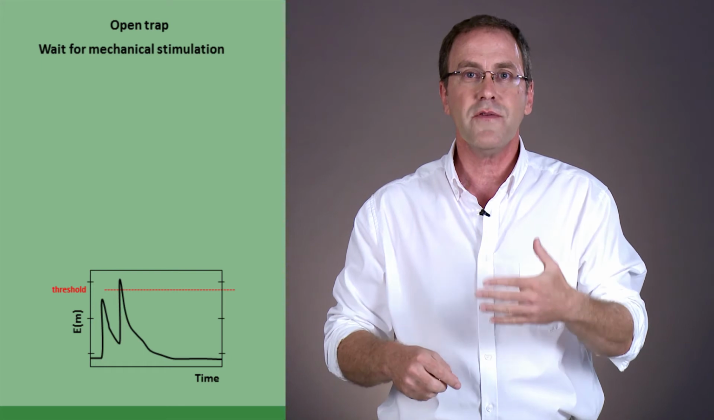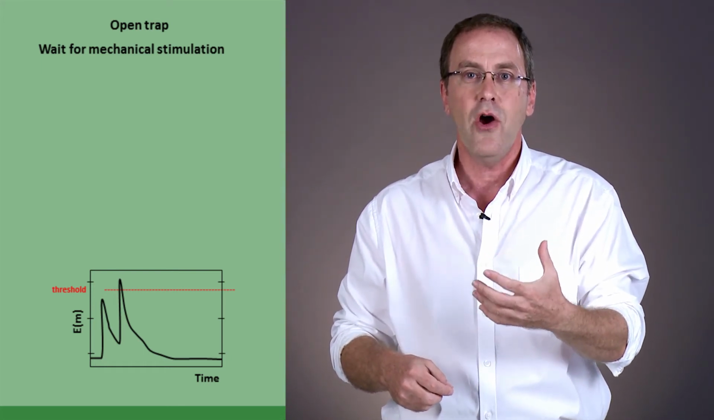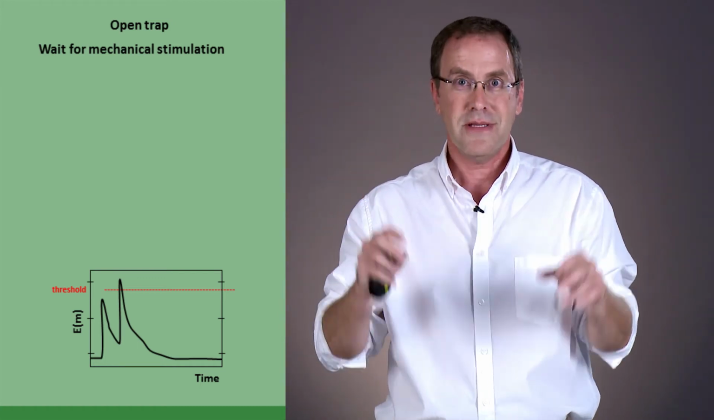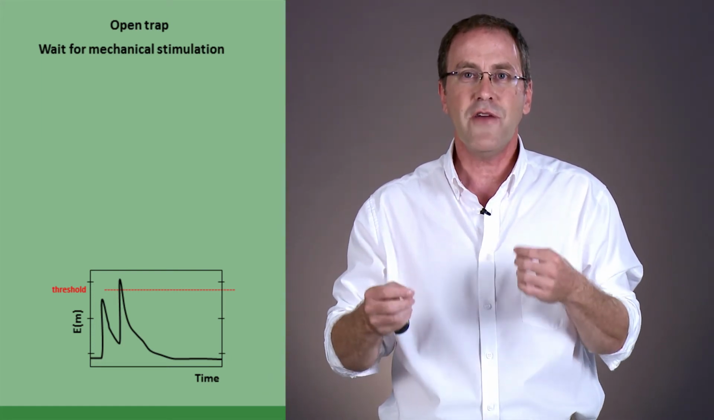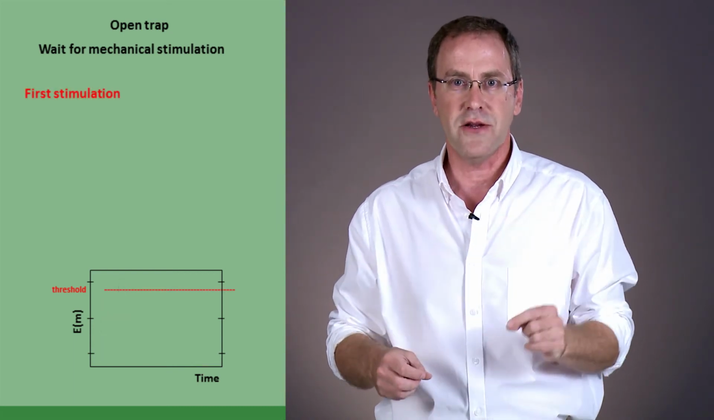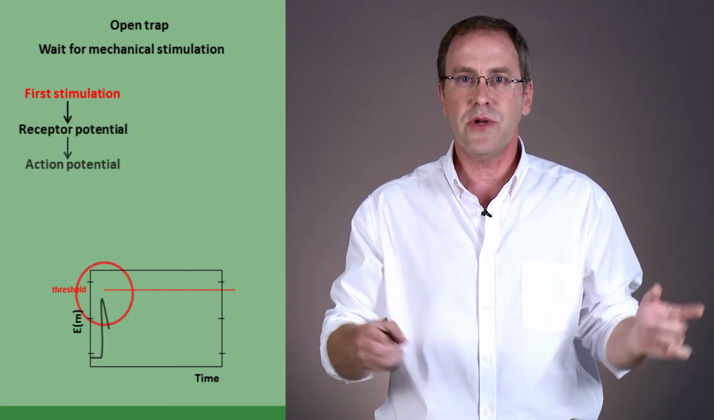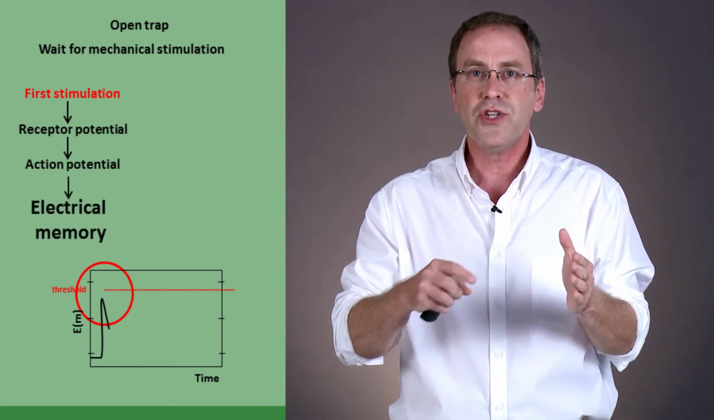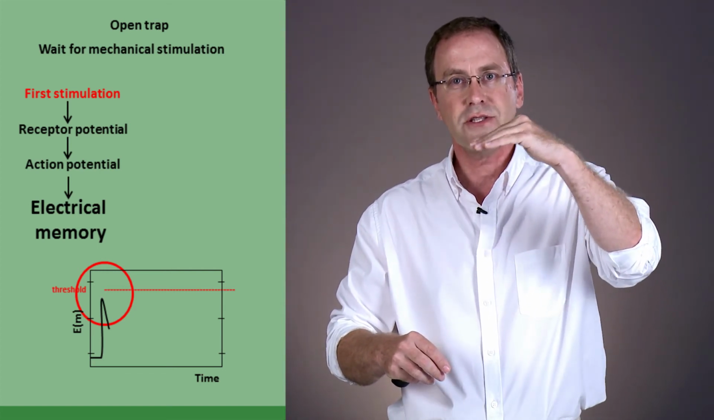So we can see here a type of flow chart for the Venus flytrap to decide whether to close. We start with an open trap. The trap now waits for a stimulation. It's waiting for the mechanical stimulation by the prey. After the first stimulation, when the first hair is touched, you're getting a receptor potential. The receptor potential is leading to an action potential. And then this leads to the beginning of the electrical memory, which is stored as an electrical charge. Now this charge starts going down.